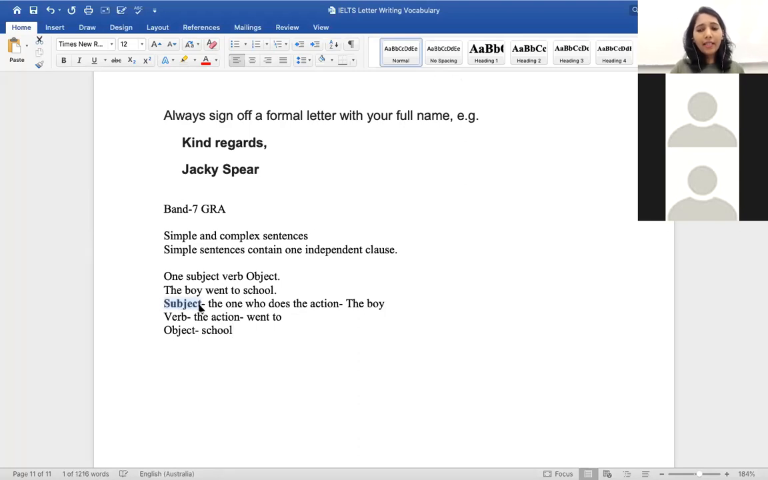So this is a simple sentence. It contains a subject, it will contain a verb, sometimes it will contain an object, sometimes it does not. So if you have a sentence like the boy laughed, here you see there is a subject and there is a verb, but there is no object. So they're simple sentences. Is this clear? Yes. Got it. Now, complex sentences.